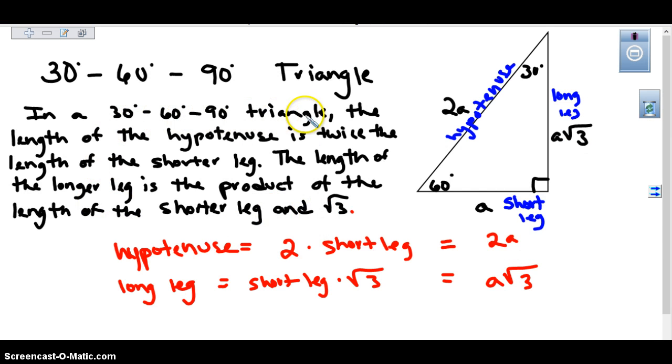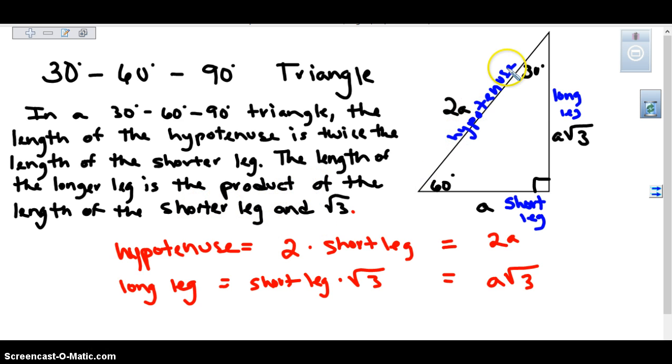In a 30, 60, 90 triangle, the length of the hypotenuse is twice the length of the shorter leg. The length of the longer leg is the product of the length of the shorter leg and the square root of 3. Now you can see the sides of the triangle identified in blue ink. The hypotenuse is always opposite of the 90-degree angle. The short leg is always the leg that goes from the 90-degree to the 60-degree angle. And the long leg is always the leg that goes from the 90-degree angle to the 30-degree angle. The hypotenuse is equal to 2 times the short leg, and the long leg is equal to the short leg times the square root of 3.